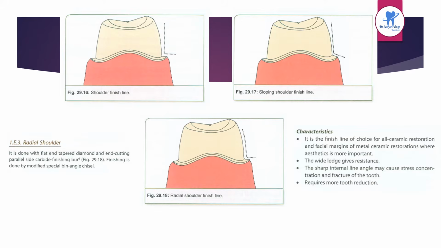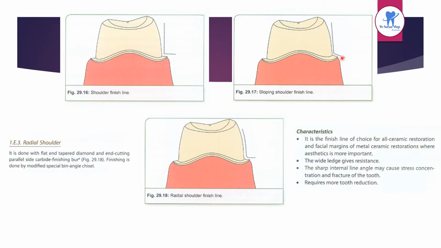This finish line has a gingival finish wall perpendicular to the axial surface of the teeth. Here it is the shoulder finish line, perpendicular to the axial surface of the teeth. If the marginal wall is at 120 degrees to the axial walls, then it is termed a sloping shoulder. Here it is 120 degrees.